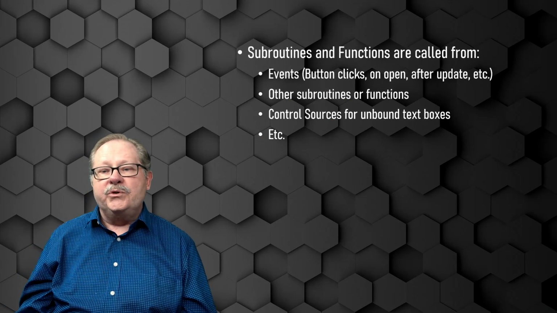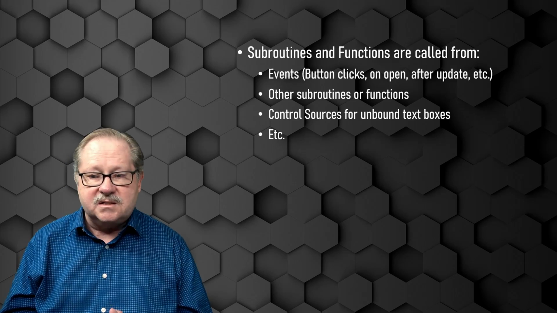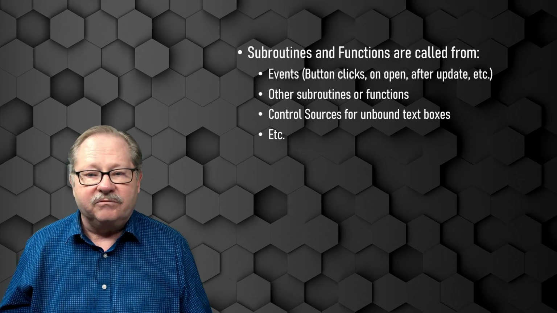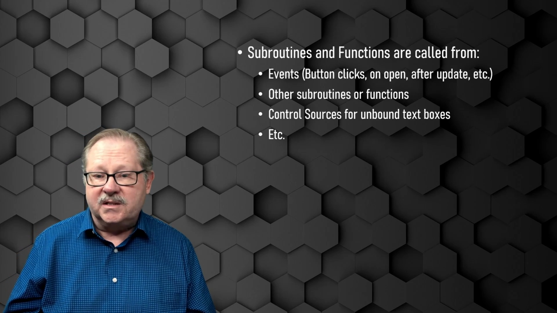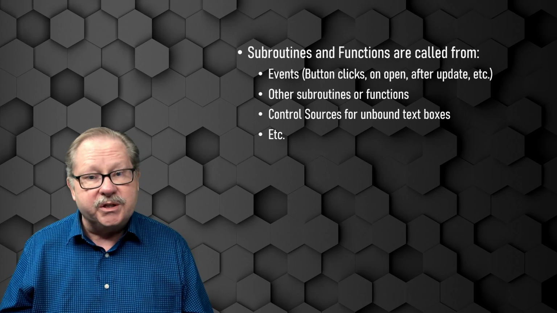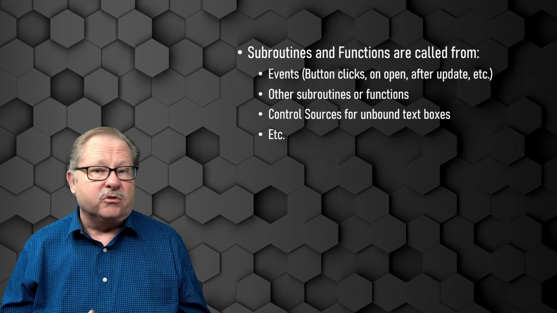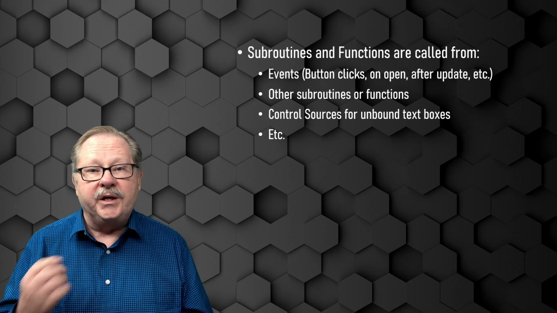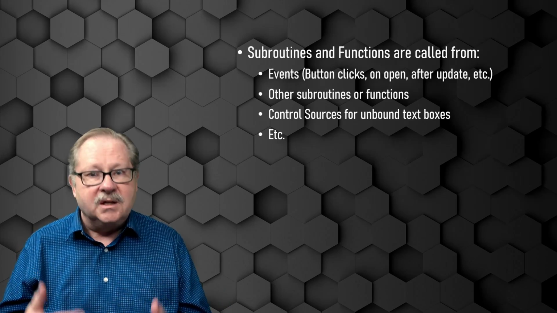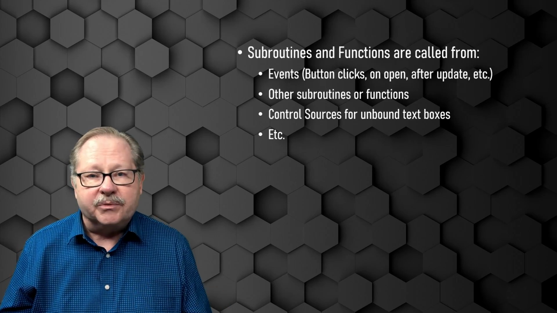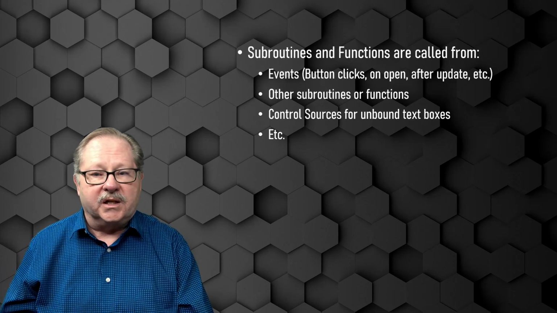So subroutines are called from events like button clicks, on open, after update. Functions are also called by some events. You can call subroutines or functions from other subroutines or functions. They can be control sources for unbound text boxes. So you can put a value in there so that the customer can see what's going on with their data. And there's a lot of other examples that we'll use throughout this video selection.